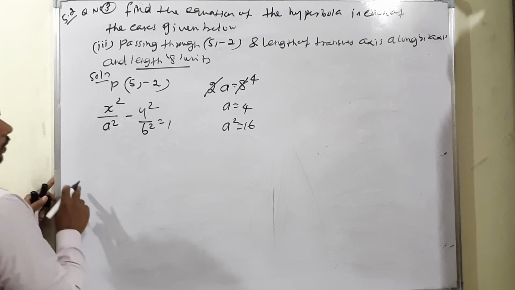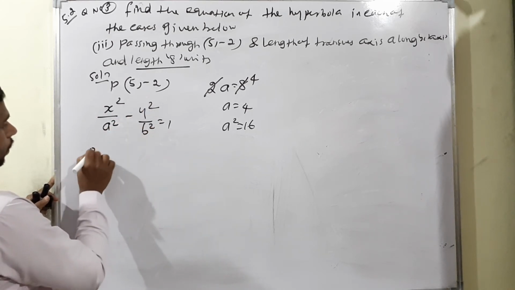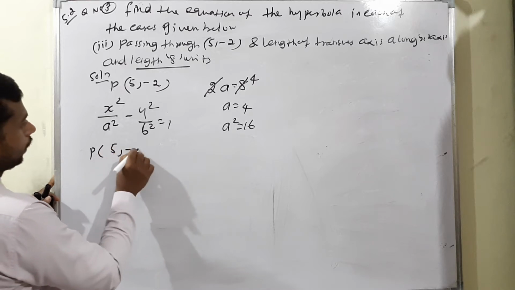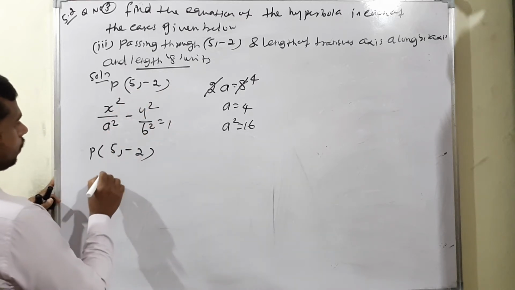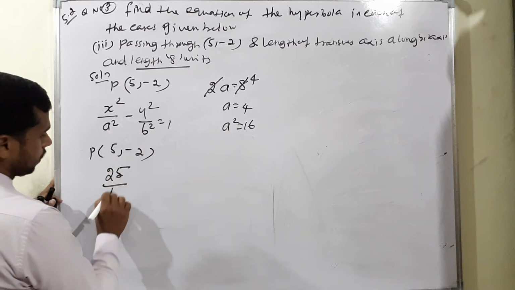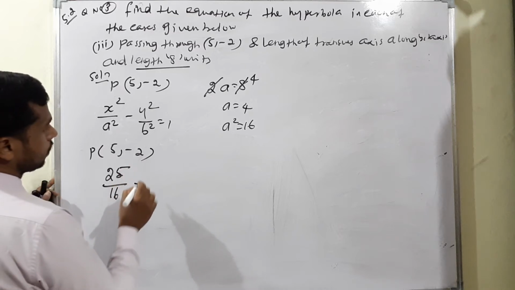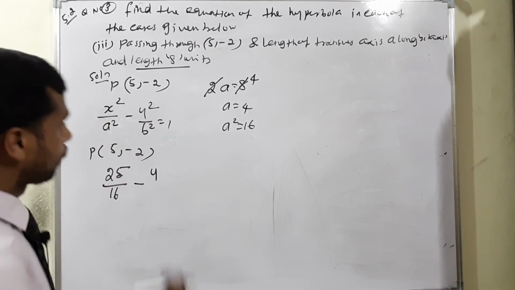So just to apply the equation, it passes through the point in x square by a square minus y square by b square. The point 5 comma minus 2 means the x value will be 5, the y value will be negative 2. So 5 square means 25 divided by a square 16, isn't it? Minus y square is equal to, y square we know, minus 2 the whole square means positive 4, isn't it?